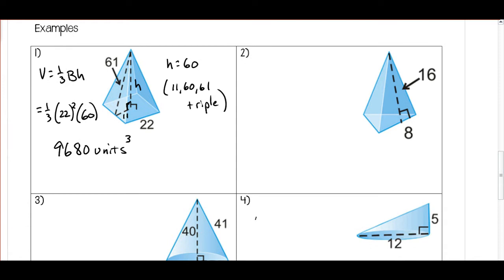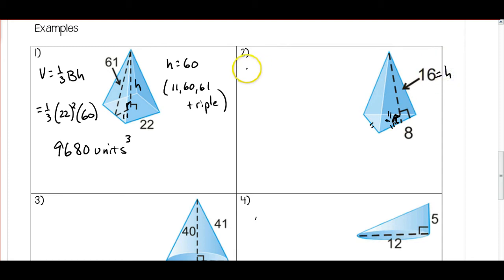Moving on to number 2. We're going to make some assumptions about this picture here. Normally on a quiz or a test I'd make sure that these were very clear, but we're going to assume that this is an equilateral triangular base. We're also going to assume that this slant height here is perpendicular to the base. So if I draw in from the center perpendicular to a side, that's going to be perpendicular there as well. So this side here is kind of straight up and down, and that's why we're going to use 16 as the height.